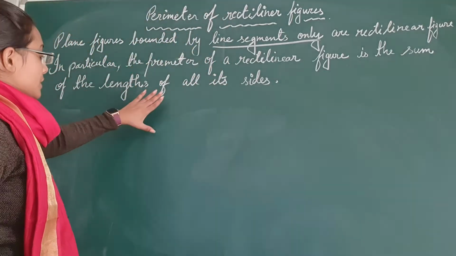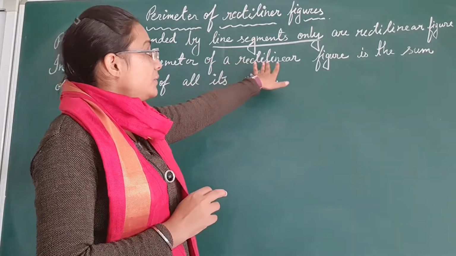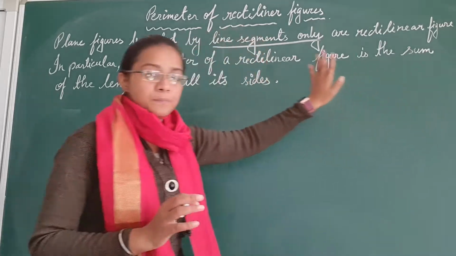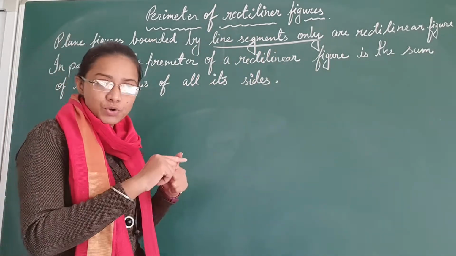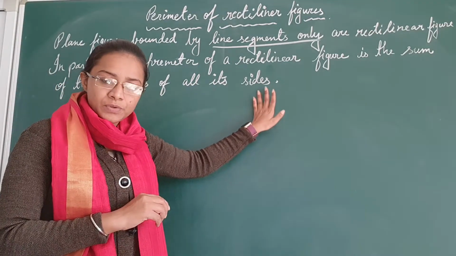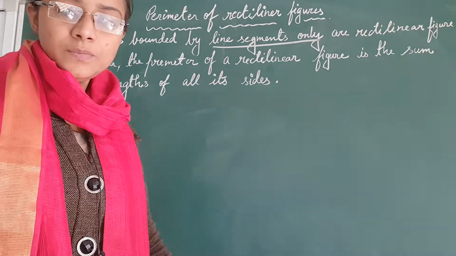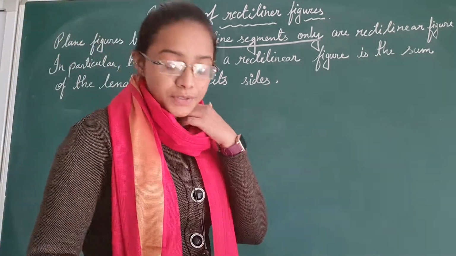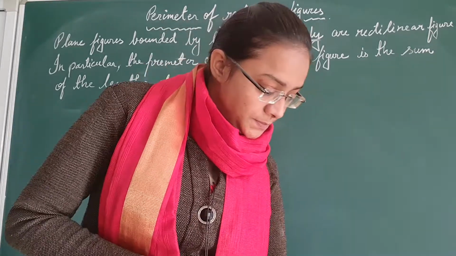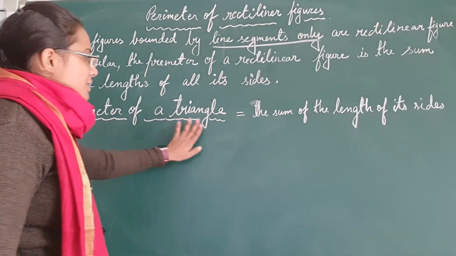So to find out the perimeter of a rectilinear figure, you have to find the sum. Sum means you have to do addition of the length of all its sides. Okay, so let us see the figures now, plane figures. That is your triangle, rectangle, square, quadrilateral. Now look at here, perimeter of a triangle.